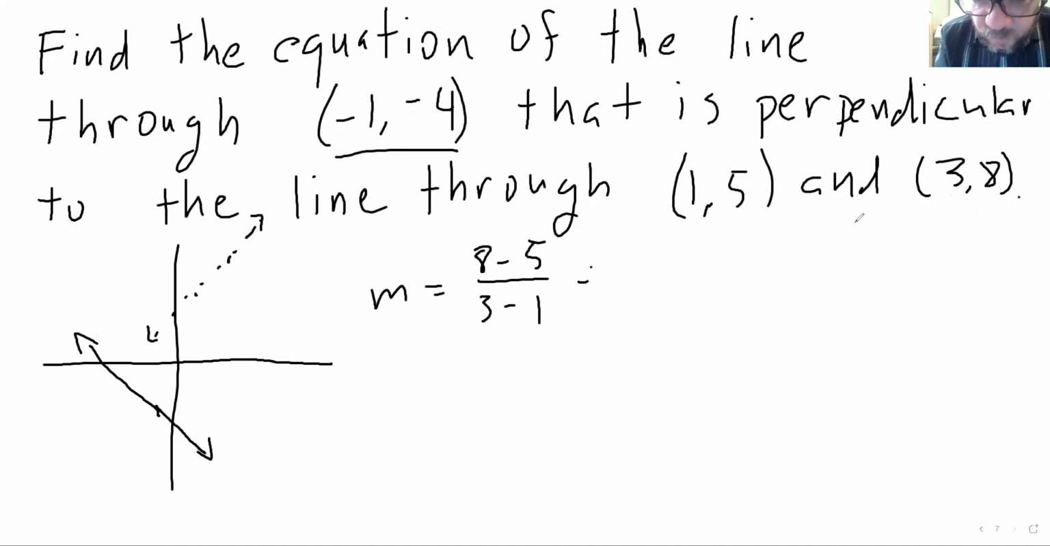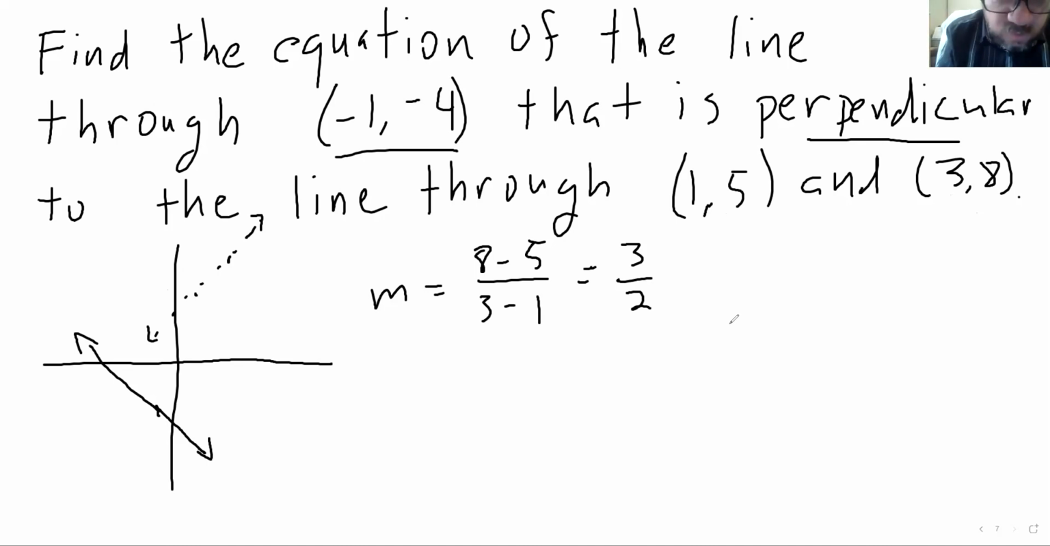So when I reduce this, 8 minus 5 is 3, and 3 minus 1 is 2. So the slope of my dotted line is 3/2. That is not the slope that I want, because I want a slope that is perpendicular. So I'm going to flip that over and make it negative.